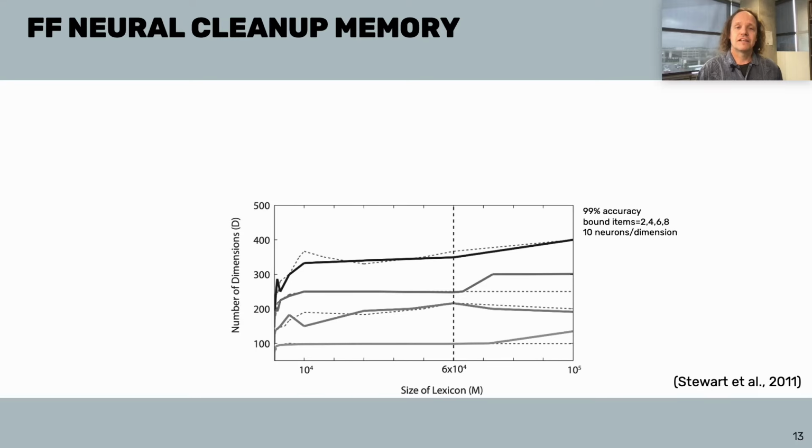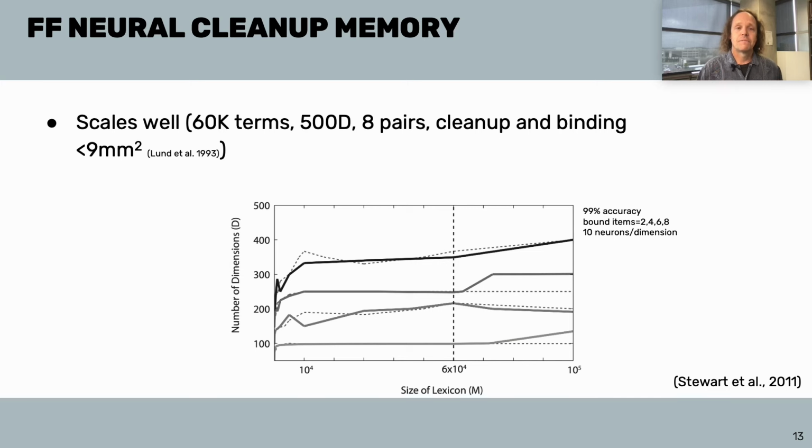Really, this is looking at the results of building such a microcircuit, and also noting that it scales extremely well. So in this particular instance, we're looking at about 60,000 terms or concepts. We're using a 500-dimensional vector for each concept. We're putting 8 pairs of concepts together, and you can think of these as slot filler pairs if you would like. And then we're going to be cleaning those up. And we've done this actually for many different dimensions and many different sizes of lexicon. The dashed line is the one that I was speaking about specifically.